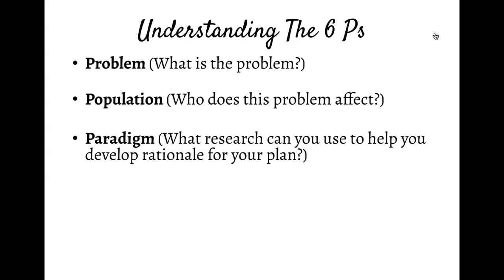So there are 6 Ps. The first is the problem, and this all deals with the problem that you're choosing to research. So you have to make sure that you can identify what that problem is. The second P is the population. Who does this problem affect? The third is the paradigm. And paradigm is a fancy word for researched rationale. So it just means all of the research that you do, all of those sources that you find to back that your problem exists or to find different ways in which you can solve the problem.